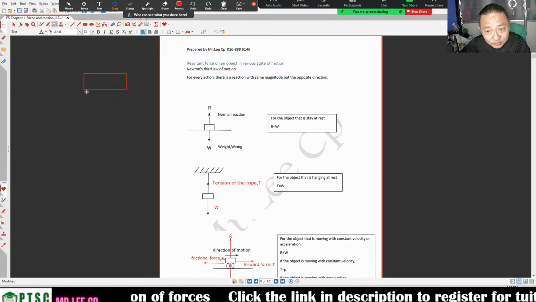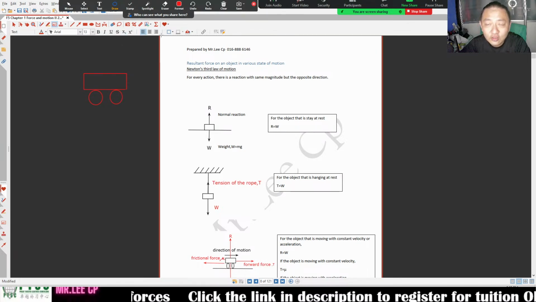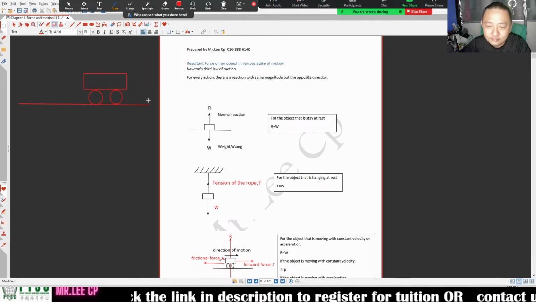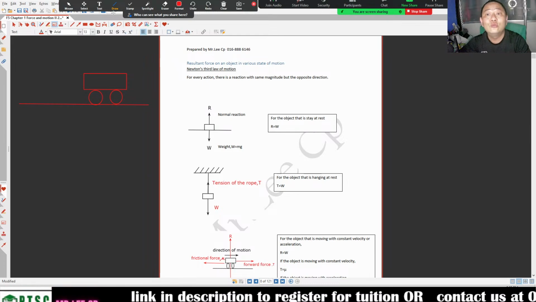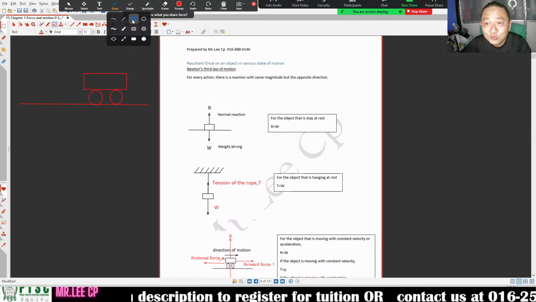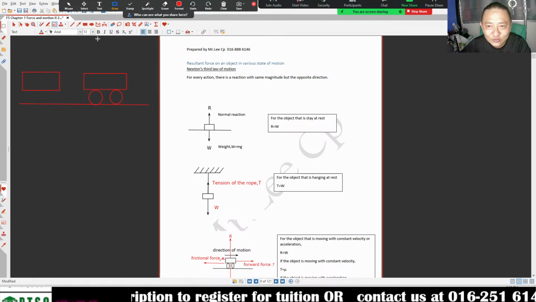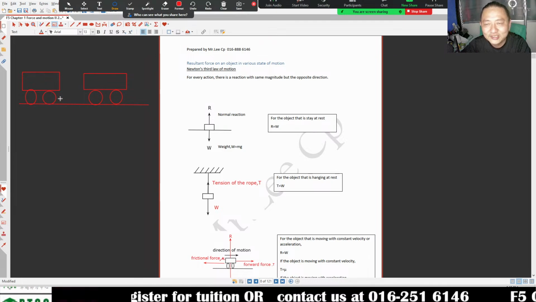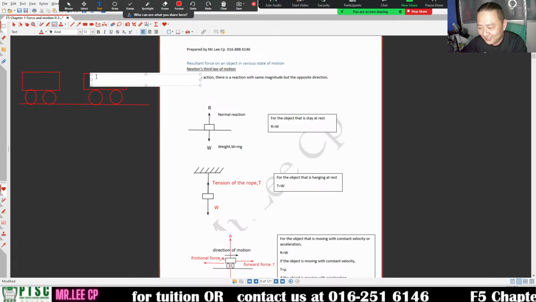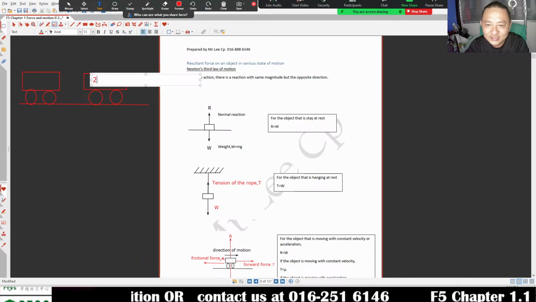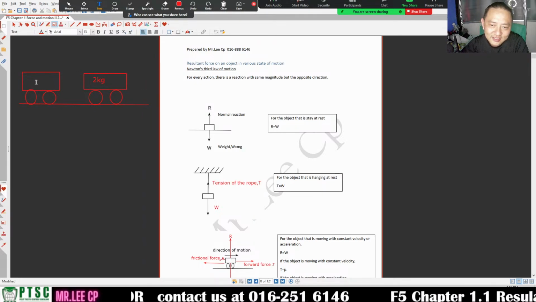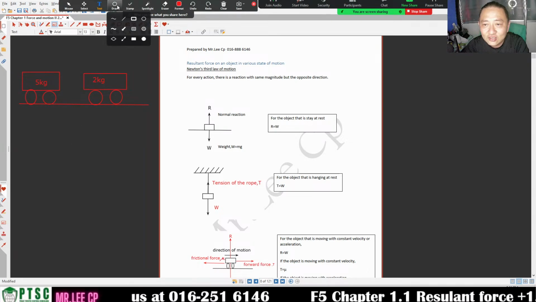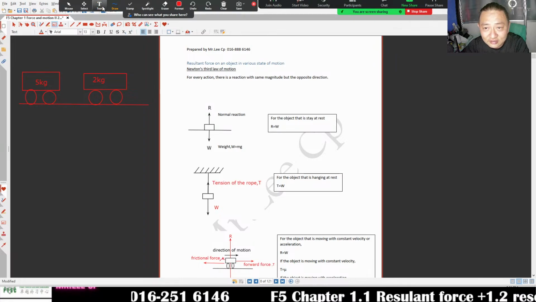A trolley is moving, and I'm not moving. If you don't believe, I can calculate for you. Let's do a bit of revision. The first two chapters, no need to be so serious. Okay, go slow a bit. So, 5 kg and 2 kg. This one, let's say 5 kg, is at rest, not moving.